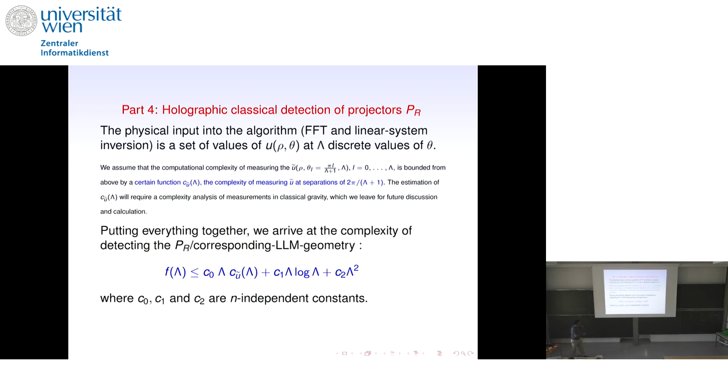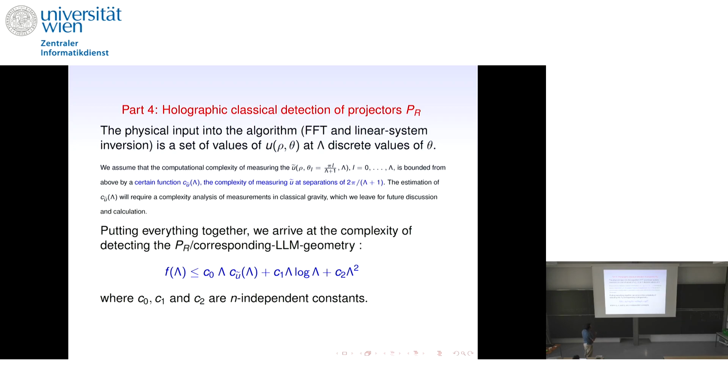So the algorithm is going to be a fast Fourier transform and then linear system inversion. The physical input is a set of values of u of rho theta. And theta goes from 0 to pi, and if you want angular momenta up to a scale lambda, you need to discretize this with order lambda points. So then we have this function u of rho theta.